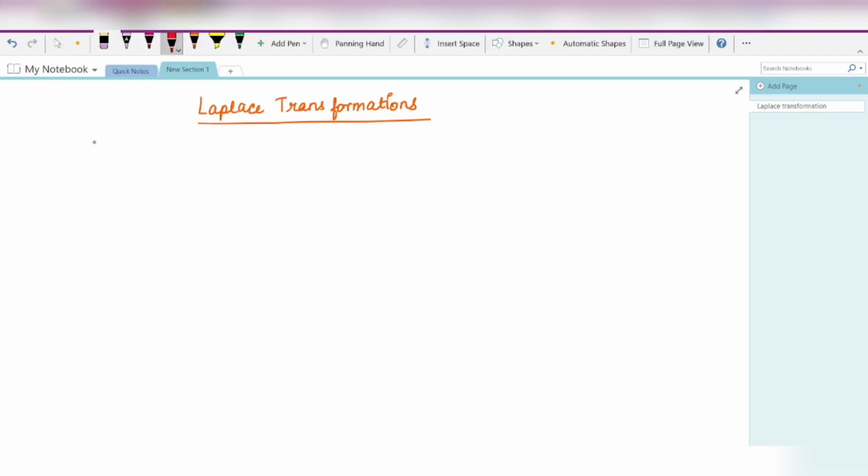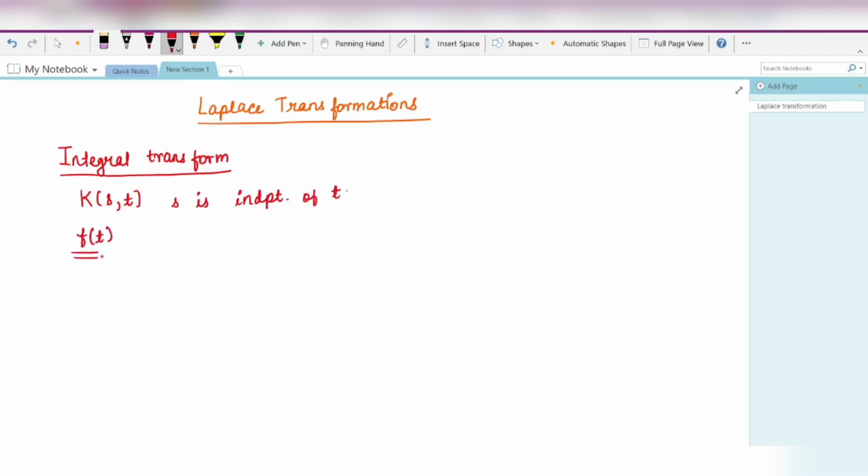Hi everyone. Today we are studying Laplace transformations. So first of all, let us see what an integral transform is. Let us suppose we have K of s comma t, a function in s and t, where s is independent of t, and we are supposed to find the integral transform of the function f of t.